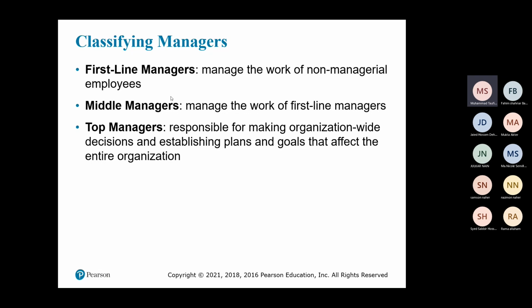For example, you are the staff of the company. You have somebody that you have to report to. That is the first line manager, somebody appointed to directly interact with the workers. So the manager that directly interacts with the workers is what we call the first line manager.